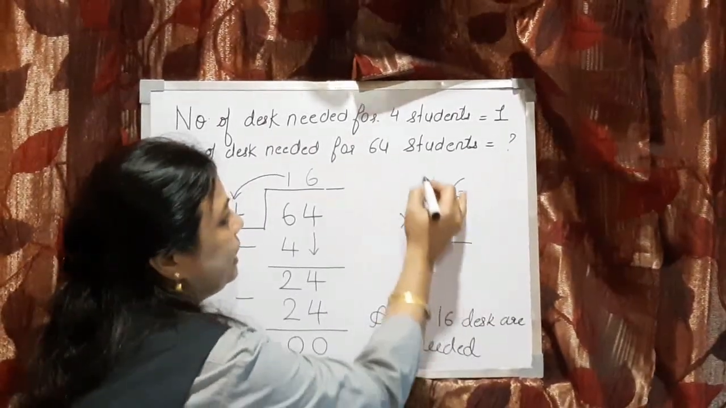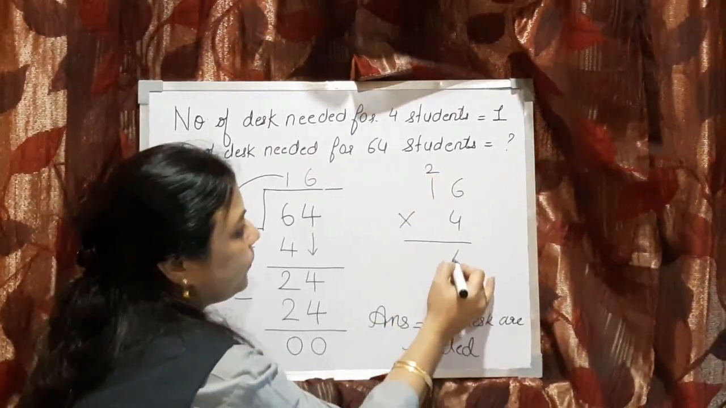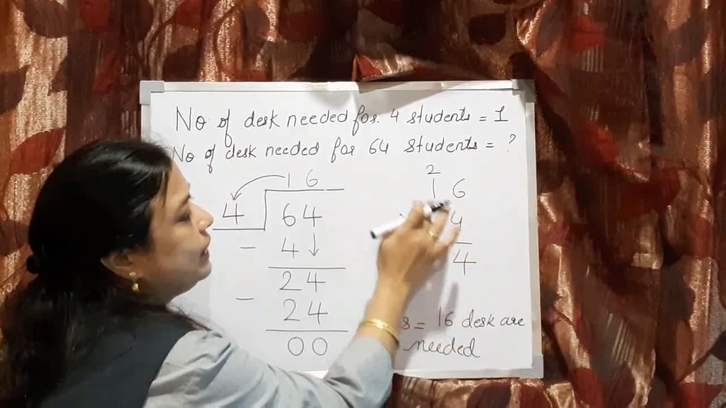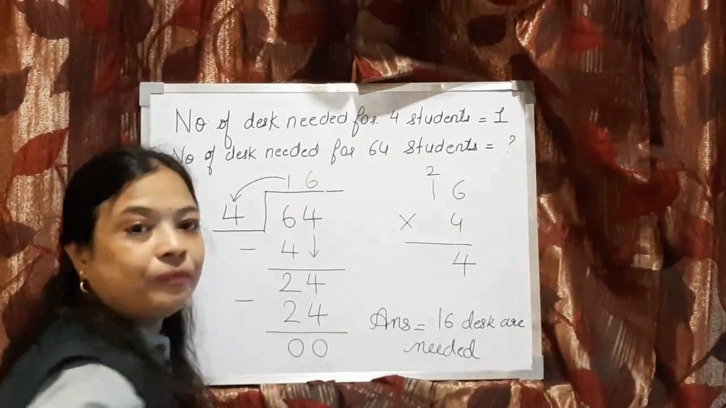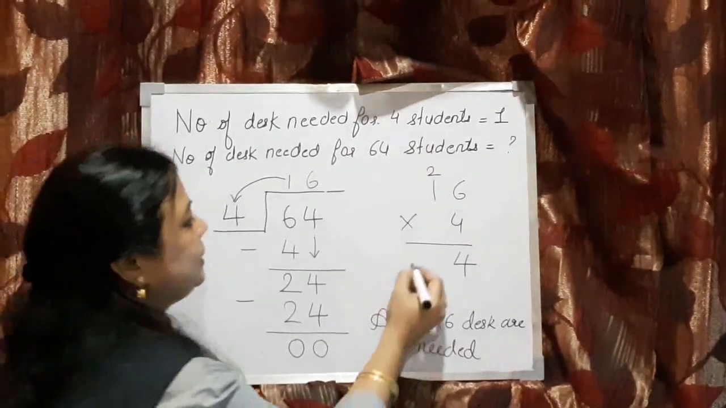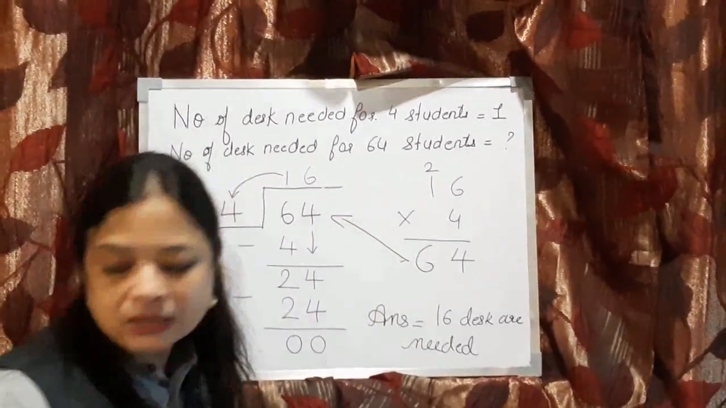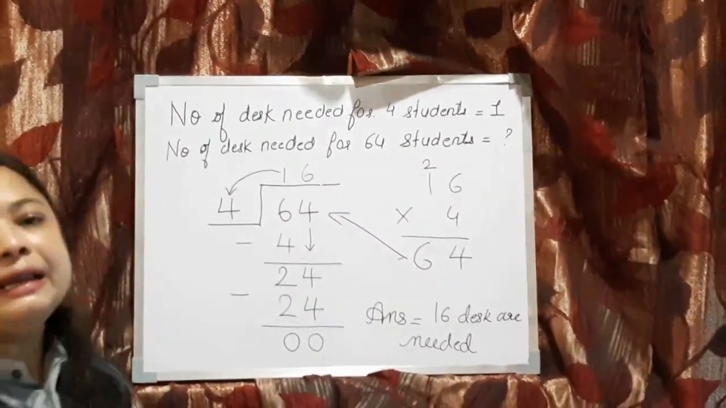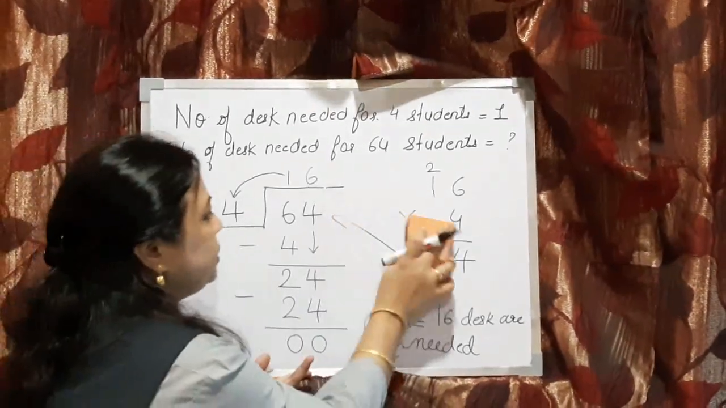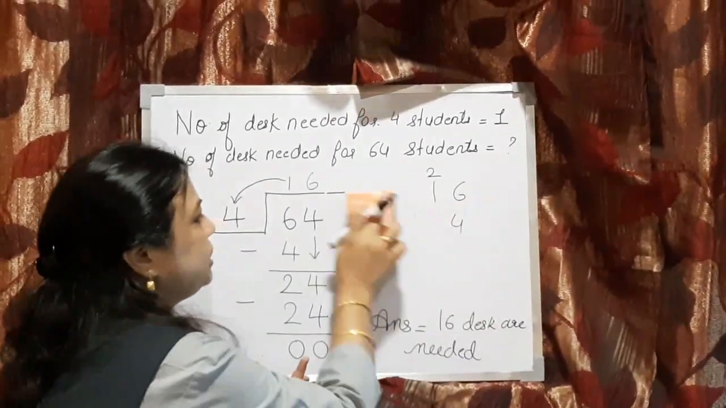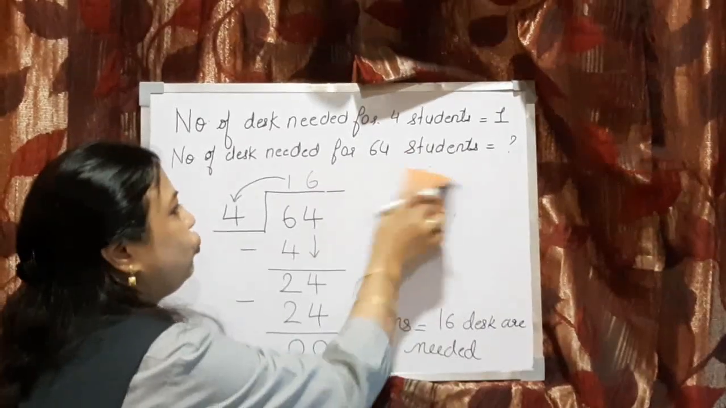So 6 4s is 24. 4 1s are 4 plus 2. What will be the answer? 6. So see this. Right? So multiplication and division are connected in this way. No need to do this multiplication. This is just for the explanation I had shown you.